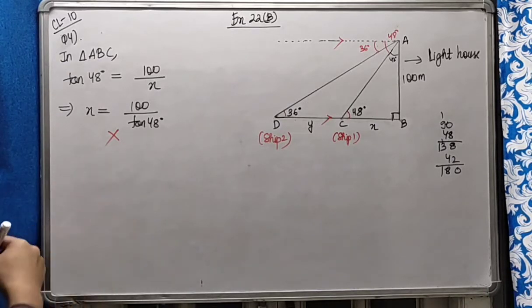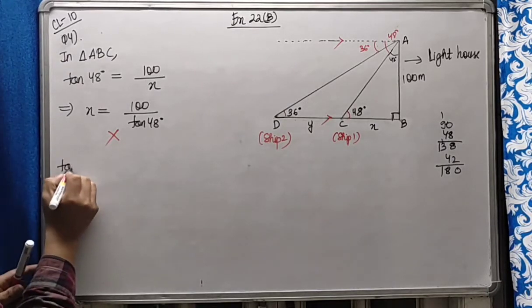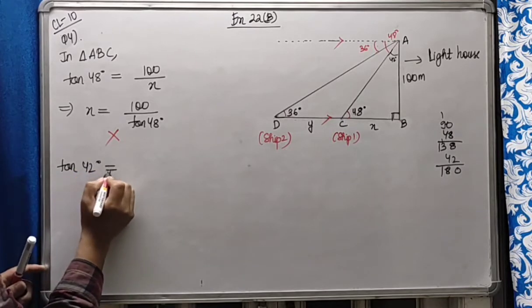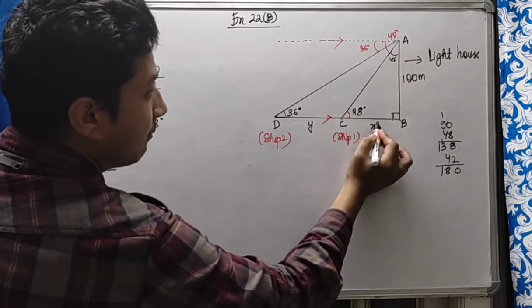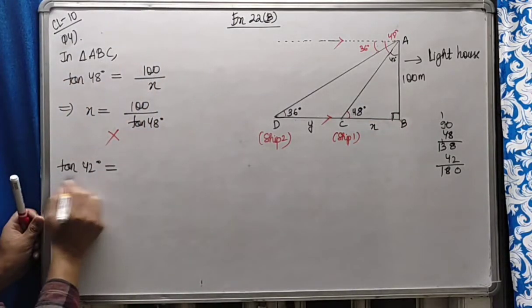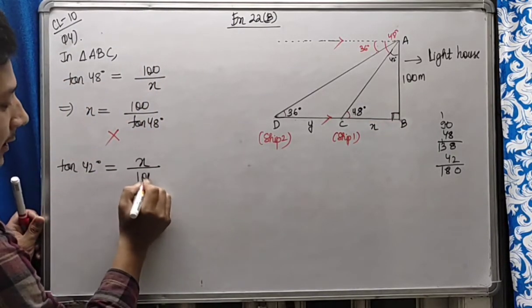And see what we get. If I use tan 42 in this triangle, for 42, x is my perpendicular.